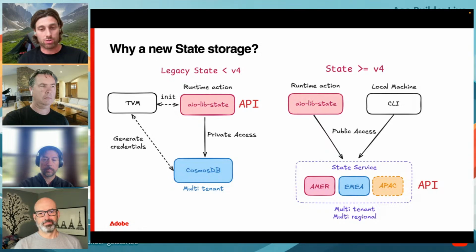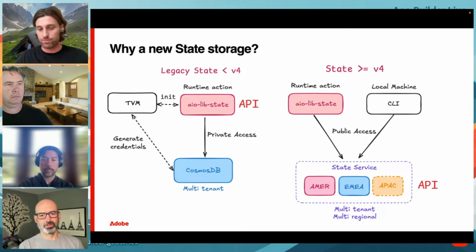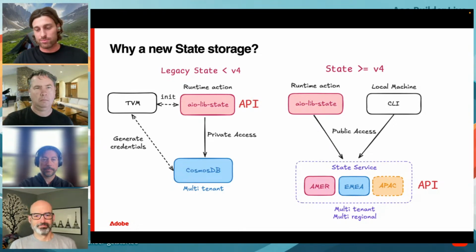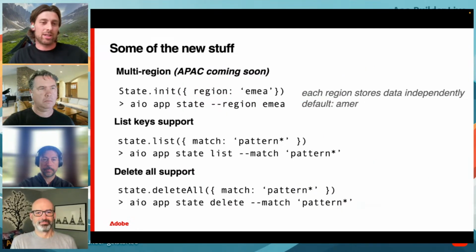And because we're controlling the service, we can also expose a public endpoint, and so now we also have the CLI that you can use to directly access state. This is great. And yeah, so new features coming out directly as well.